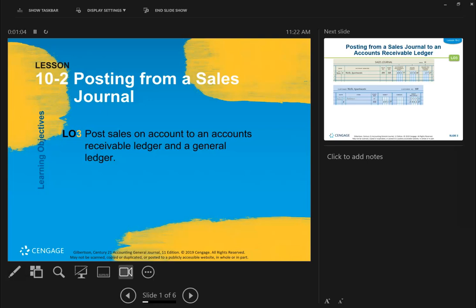In chapter 9 we had the purchasing journal, the cash payments journal and the general journal. Here in chapter 10 we'll have a sales journal. Yes, Gavin? Are we working on 10.3 today too? We're gonna do 10.2 and 10.3 is the plan. Alright. Yep.